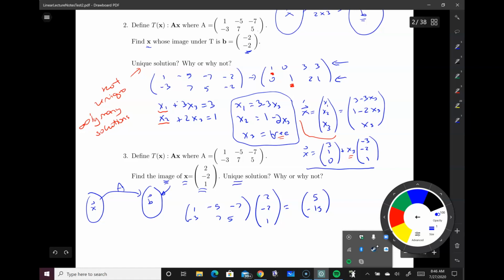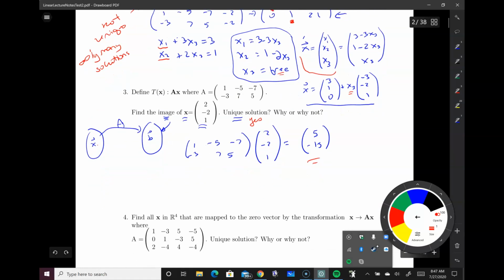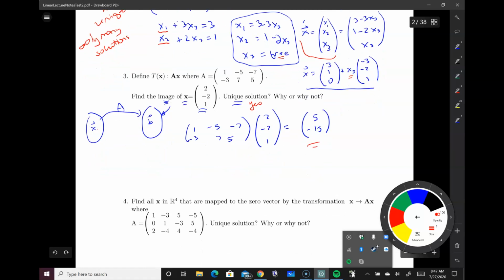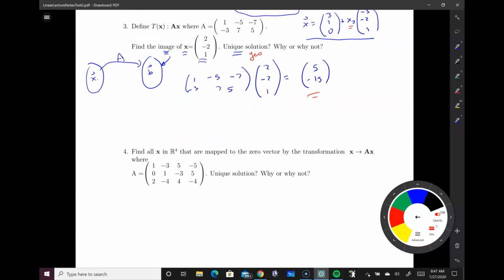Is this unique? Yes, this is unique. There's only one answer, right? So this only goes to one solution. So it's always going to be unique. Taking one x and multiplying it by A, it's going to be the same thing every single time. There we go. All right, so let's look at this next one here.